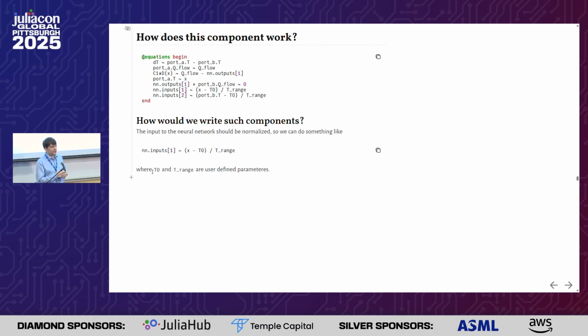Another thing that we want is that the neural network usually works with small numbers. We work in Kelvin for temperatures, so we need to normalize the temperature value such that it's in the range where a neural network can work with it more easily. So this is how we can come up with these equations of how one goes from just the neural network to some physical component that can actually be put in the system.